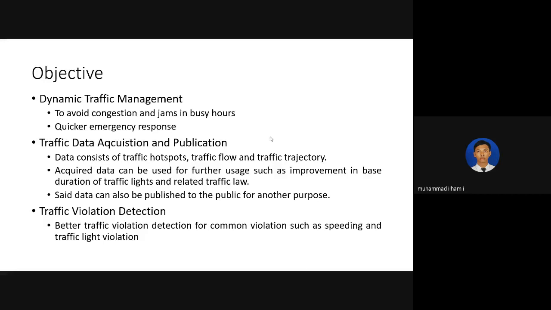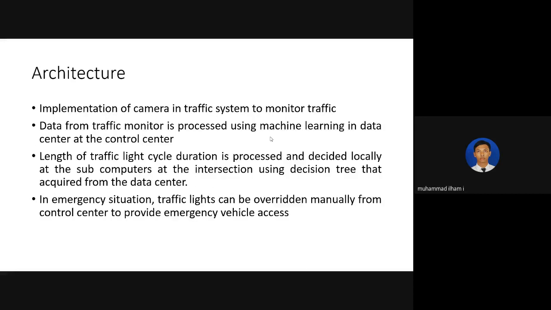And the final objective is to give better detection of traffic violations, common violations such as speeding and traffic light violations. The architecture of the system consists of cameras installed in traffic systems to monitor the traffic. Data from the camera is processed using machine learning in the data center at the control center. And then the length of the traffic light cycle duration is processed and decided locally at the subcomputers at the intersections using a decision tree acquired from the data center.